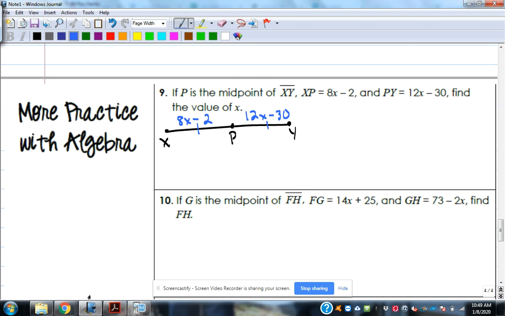So how do I do that? Set them equal to each other. So this is like what we did yesterday. So 8x minus 2 equals 12x minus 30. 4x is equal to 32. Or no, equal to 28. And x is equal to 7. And that's all I have to do.